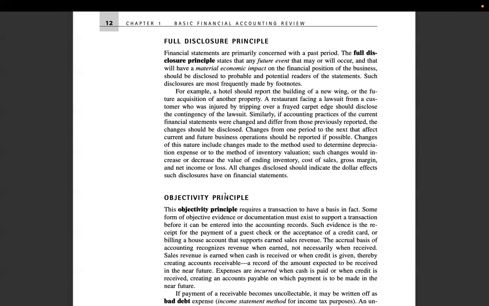So this is basically some major events, major transactions, major contracts or things that will influence the whole business, have a huge impact on the accounting results, if you will. You've got to have some footnotes explaining what's happening there. Does that make sense to you?